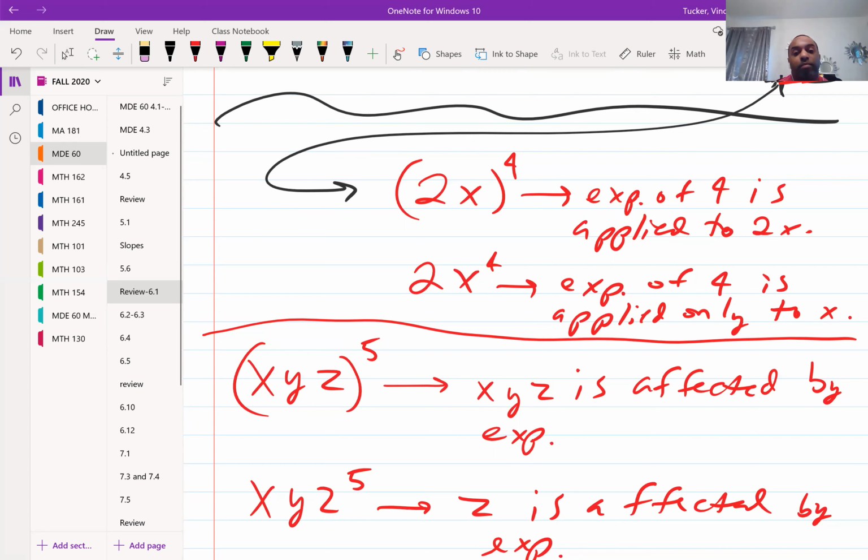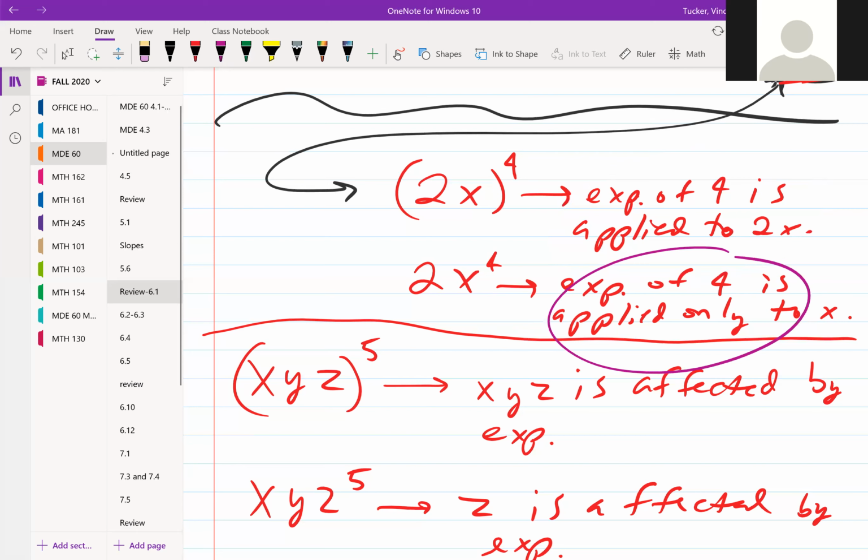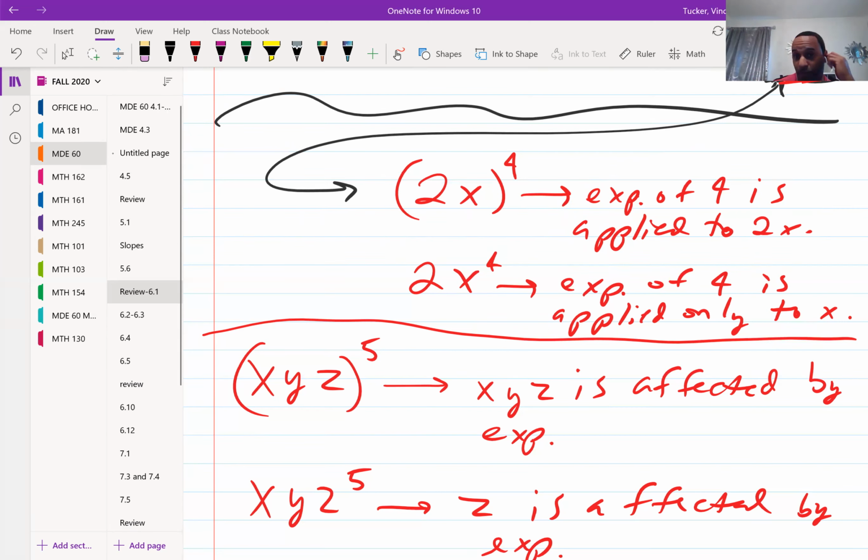Can you repeat that one more time? Oh, it's right here. Because of the parentheses, the exponent, the 4, is applied to the 2 and the x. But if there aren't any parentheses, the exponent only applies to the x, to what it's right up against.